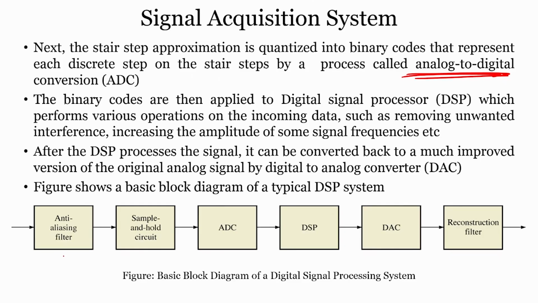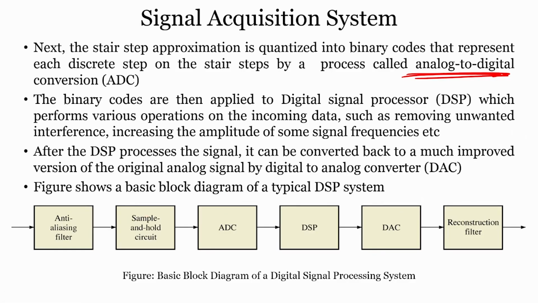So, if you see here there is an anti-aliasing filter, sample and hold circuit, and then there is something called ADC. Then there is digital signal processing, it converts to DAC and then finally a reconstruction filter. So, these are the blocks where it starts from anti-aliasing filter to sample and hold, ADC, DSP, DAC and reconstruction filter. So, this is how the signal processing block works, and this is a very basic idea of what the block diagram of a DSP system looks like.